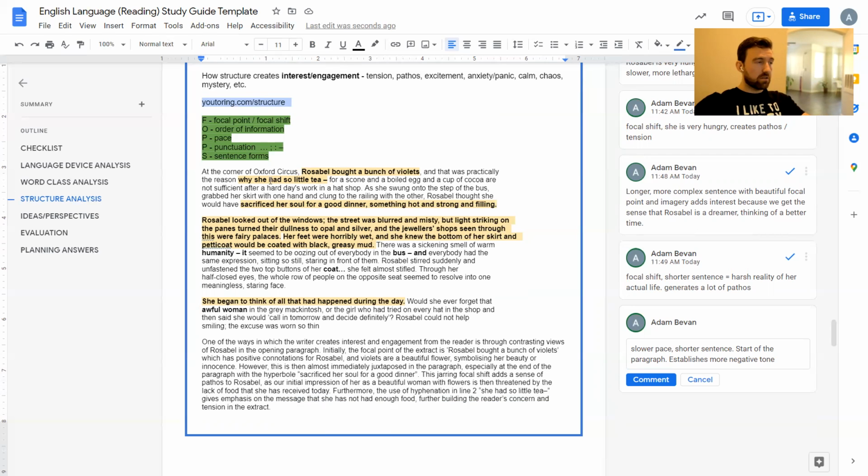So I highly recommend that if you aren't already putting in some structure in those longer, higher mark questions, particularly, try to find some of these elements of FOPPS: focal points and focal shifts, order of information, pace, punctuation, sentence forms. So hopefully that was helpful.